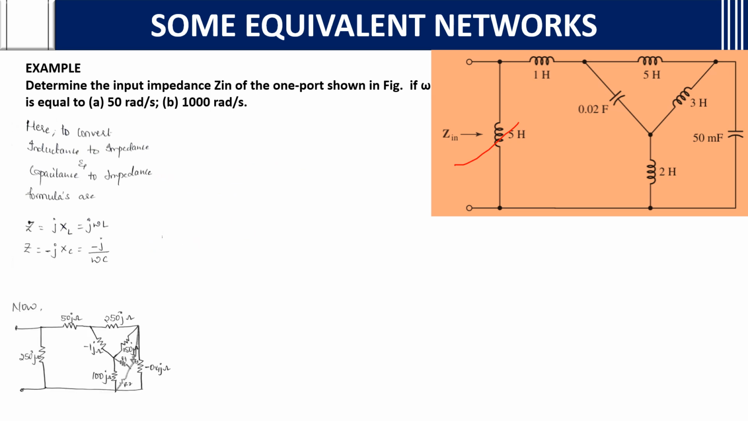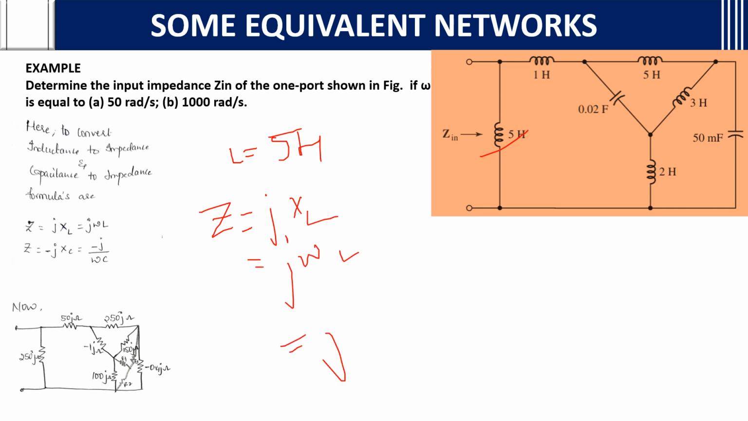I'll show one inductor and one capacitor, you need to understand the other things. For example, think that L is 5 Henry. How to convert it into impedance? Z is equal to j into XL, so j into omega L. How much omega have they given? I am doing initially for 50 radians per second. So 50 into L, 5, so 250 j is the answer. I took it as ohms, that is, we are converting into impedance. I hope you understood.